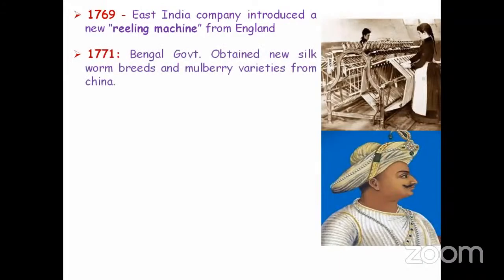Then in 1770, the Bengal government obtained new silkworm breeds and mulberry varieties from China. Then in 1770, the first village was established at Murshidabad in West Bengal.